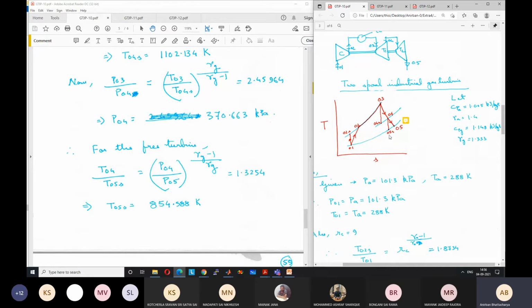So we will first find T05s. Okay. So T04 by T05s is equal to P04 by P05 to the power gamma g minus 1 by gamma g, using the isentropic relation. Okay. P04 we have just now calculated, 370.663. P05 is given, 120 kilopascal.